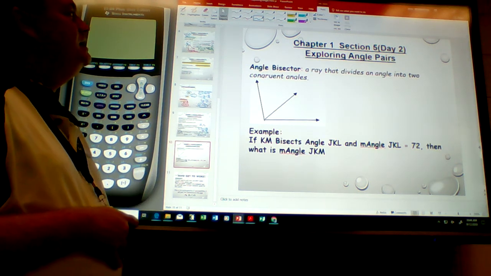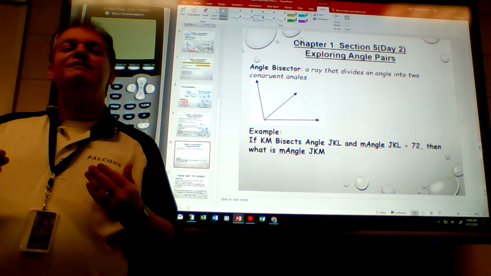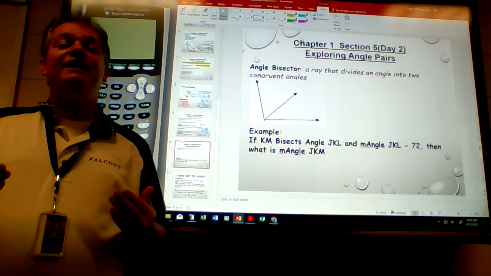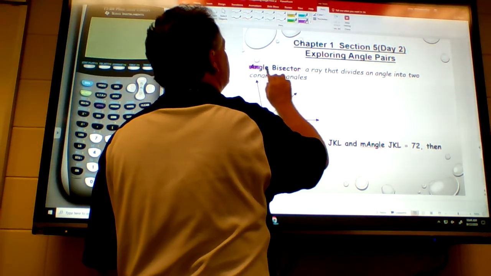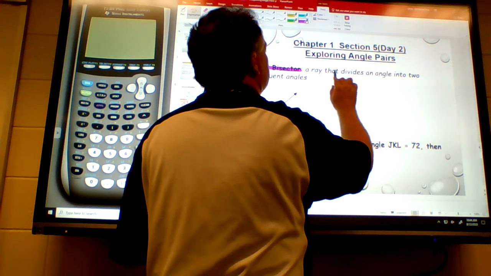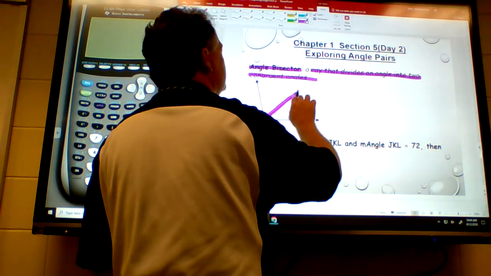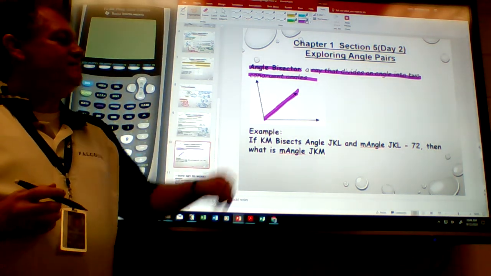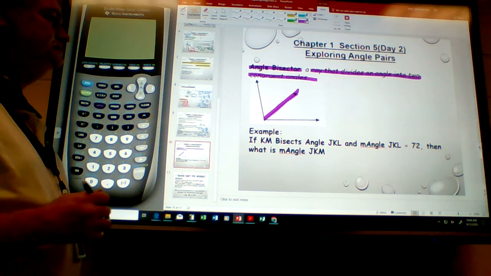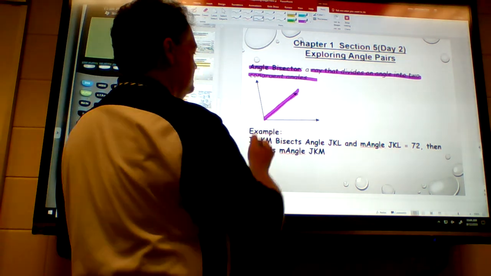All right. Now, it's the angle bisector. That's one topic we haven't discussed yet, but an angle bisector is a ray that divides the angle into two congruent angles. So this right here is the angle bisector. That means whatever this measure is going to be the same. So let me throw some numbers here.